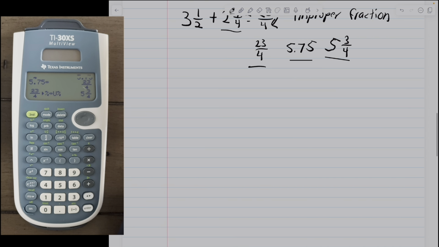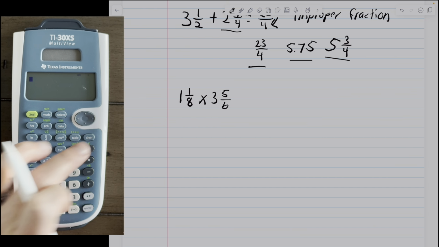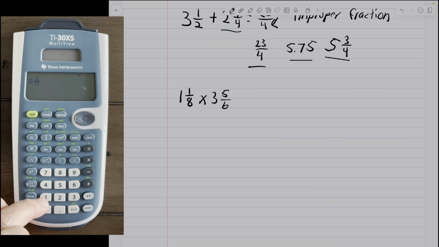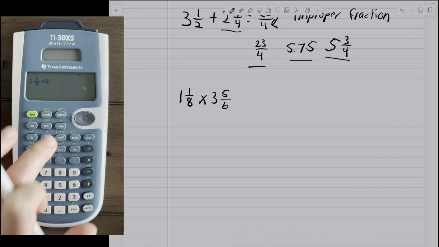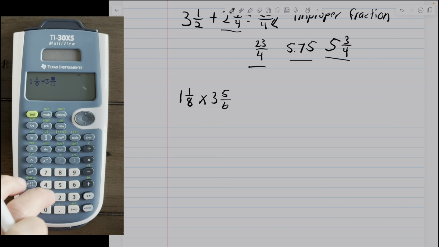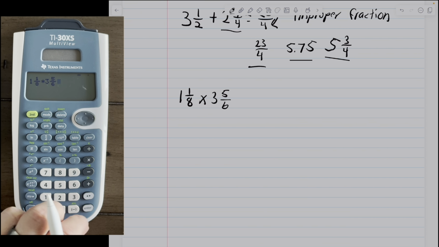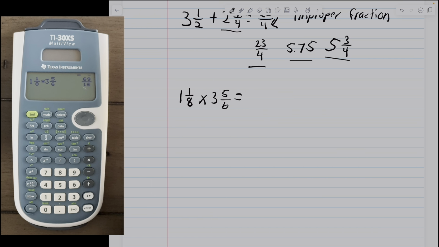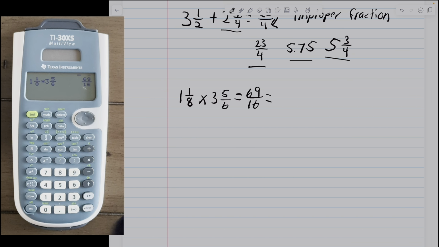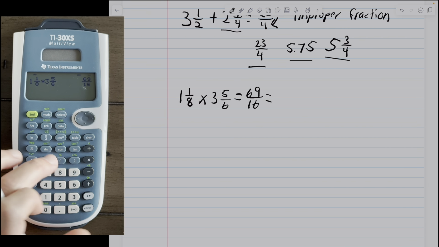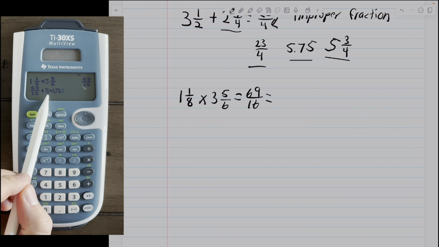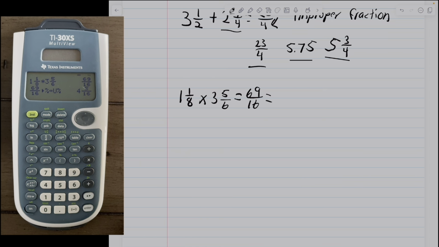Let's try another one. Let's say we had 1 1/8 times 3 5 over 6. Let's put that in the calculator. So we hit second, N over D, 1 over 8, times second, N over D, 3, 5 over 6. Let's hit enter. We get our answer as an improper fraction, so it's 69 over 16. Let's see what that equals if we convert it. So let's hit second, and then this x10 button. Get the weird symbols. Enter. 4 5 over 16.